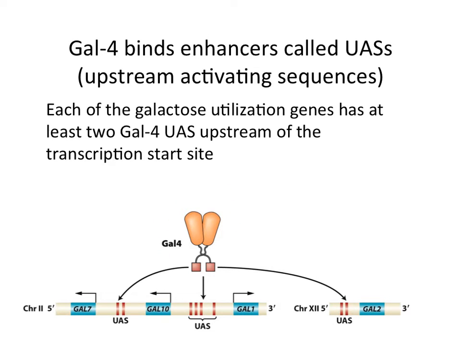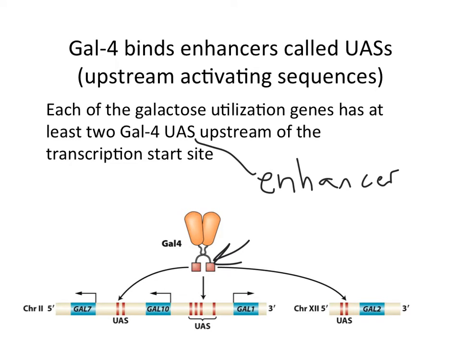These boxes represent something that binds to enhancers. So in the Gal4 system, the enhancers are called upstream activating sequences, but they're essentially a specific type of enhancer, specific to Gal4. They're called UAS, upstream activating sequences.